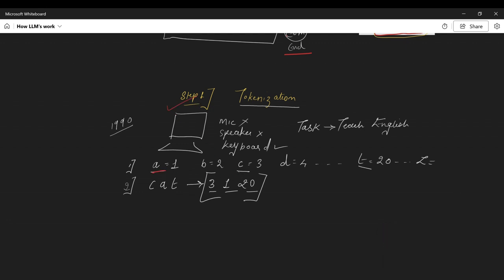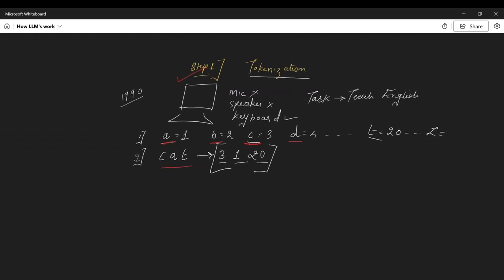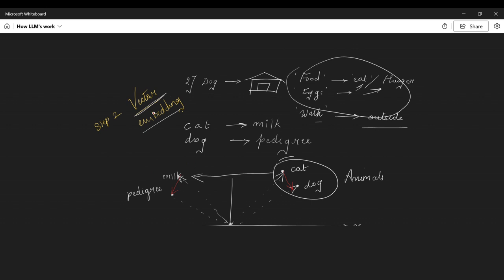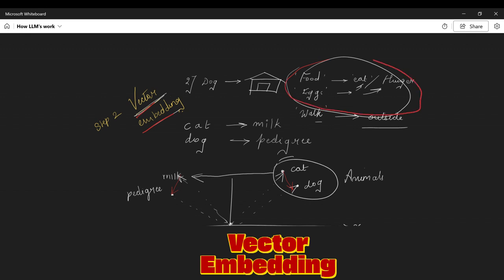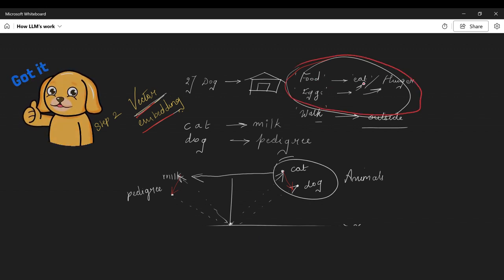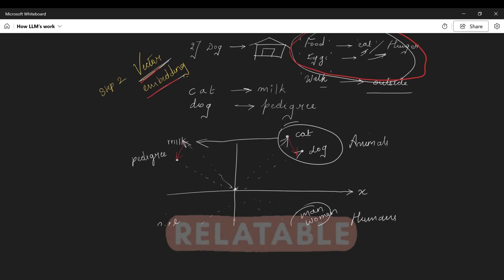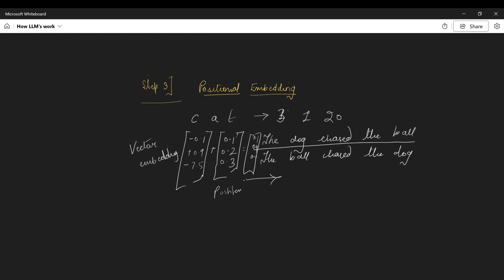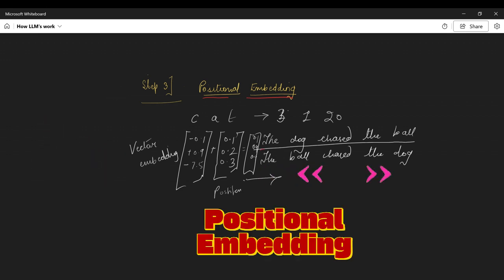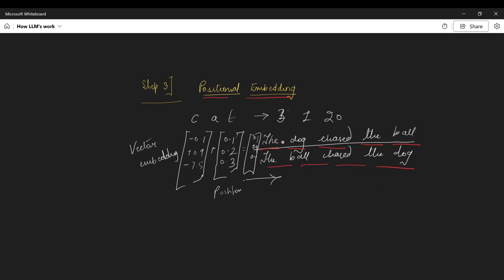Then we came to step 1, wherein we saw tokenization, the process of giving numbers to the alphabets, and how the process of understanding the words, building the words, works. Then step 2, which is vector embedding, where the semantic meaning of words is captured, by the example of how a dog understood the word food is related to eat and hunger, which are plotted on a graph. Then we came to the third step, which is positional embedding, which is providing the position to the words in the sentence at the correct place.